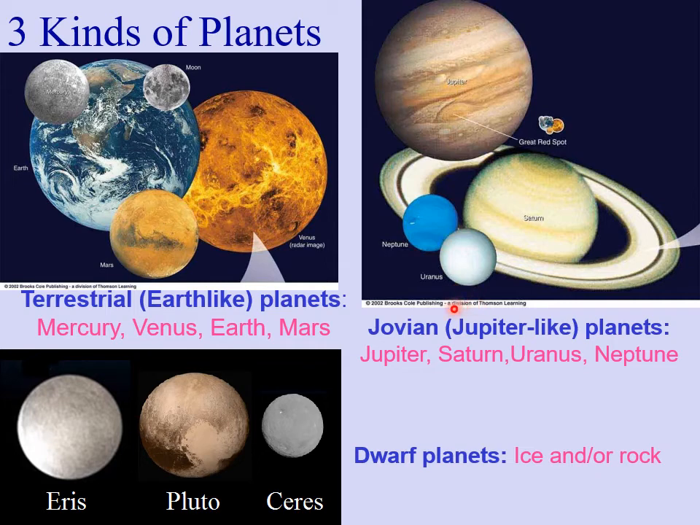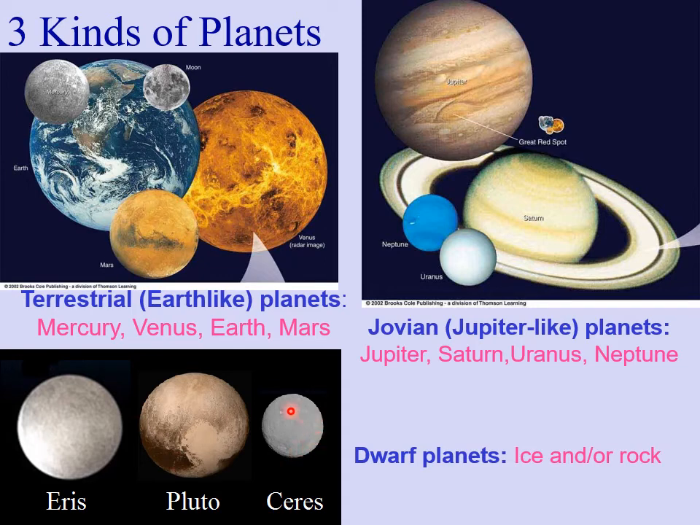The outer planets are called the Jovian planets, and Jovian is just Latin for Jupiter-like planets. And these are the gas giant planets. They're very different than the terrestrial planets. They're much larger, and also they're made almost entirely of gas, at least the outer portions of them are. So that makes their geology very different from the inner planets. And then we have a relatively new class of planets called the dwarf planets, which are made of ice and or rock. And Pluto is the most famous example there.